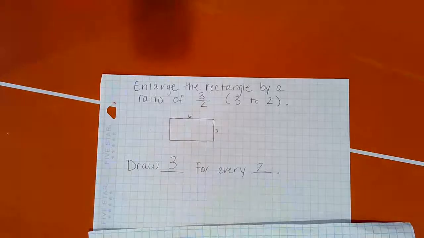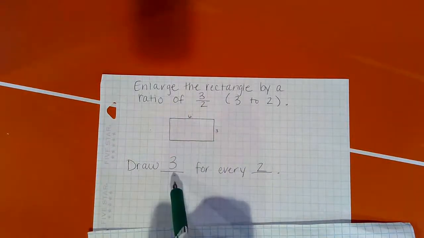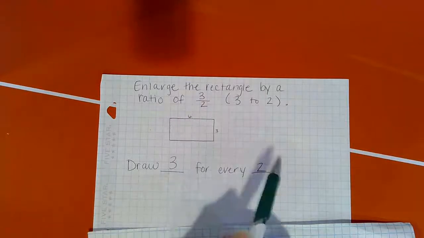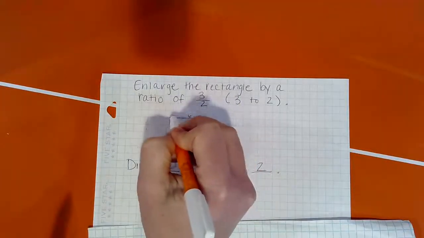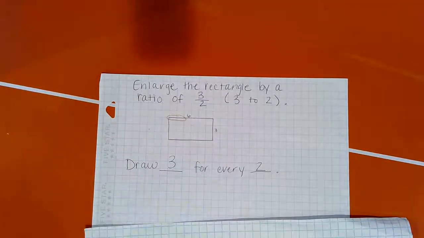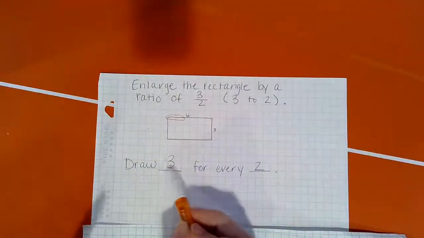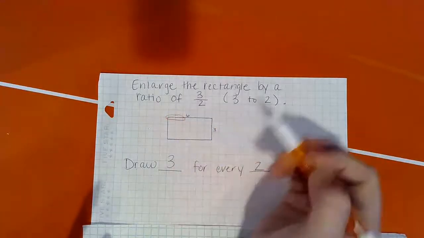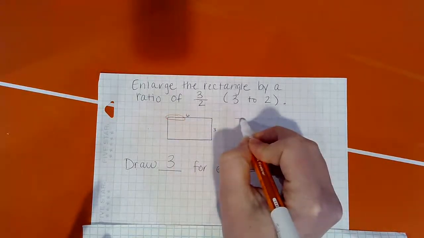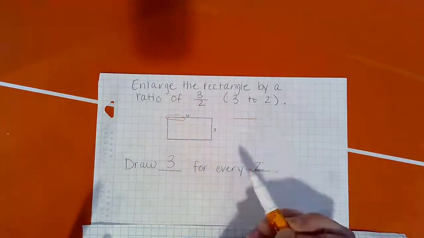What that means is I'm going to start with my base here. I'm going to draw 3 units for every 2 units that I see. So I'm going to circle a group of 2, and that's going to grow to 3. Draw 3 units for every 2 units that I see. So there's 2 units, and I'm going to turn this into 3. 1, 2, 3. That 2 grew to 3.